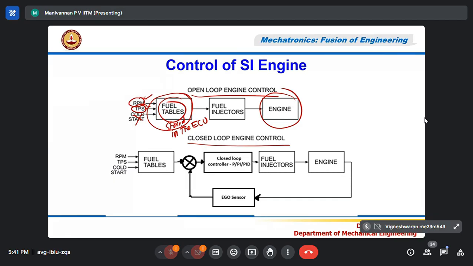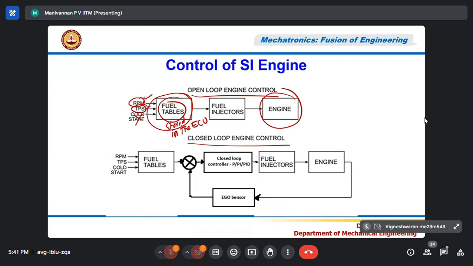Similarly, if I put the map inside my vehicle and drive from Chennai to Ooty or Shimla, at high altitude the atmospheric pressure changes, and so does the mass of the air, the air density, correct? Air density depends upon temperature and altitude where the vehicle is. So the open loop control will not work accurately. It will work, but it will not accurately maintain the air fuel ratio you have prepared.